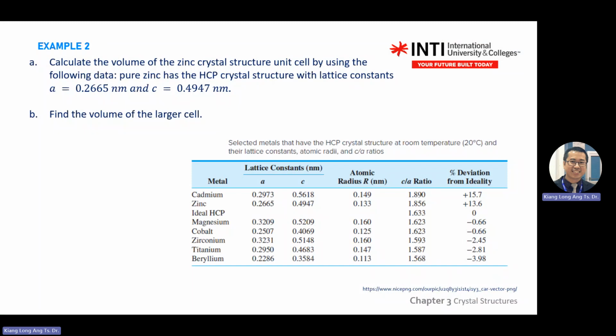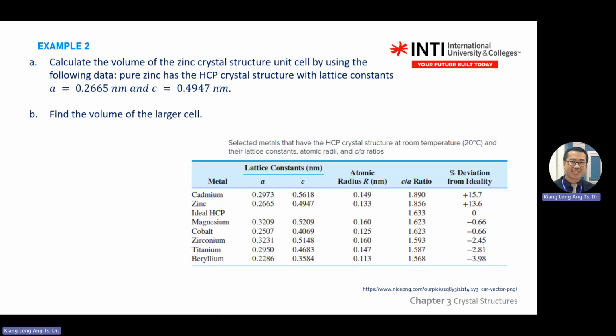You'll be given one table like this. Of course, we will remove the caption for the table in the test. You'll see A and C, so sure it's not BCC and not FCC, because FCC and BCC don't have the C. This one gives you the zinc, so you focus on the zinc. You have the A and C values, the lattice constants, and the R for the atomic radius.